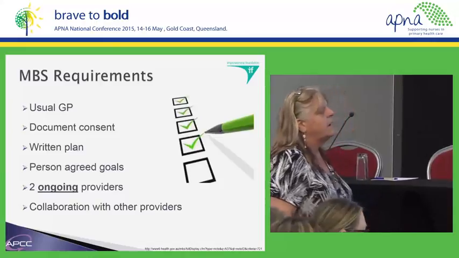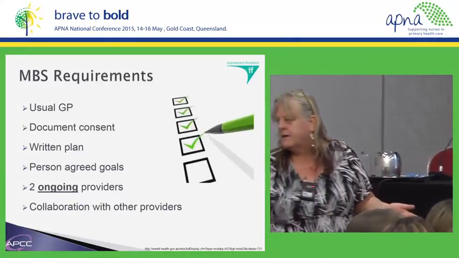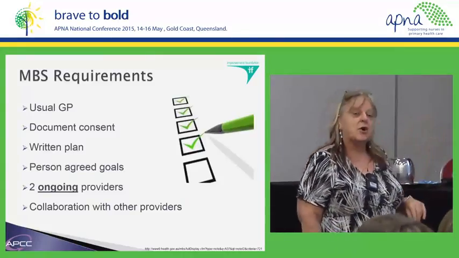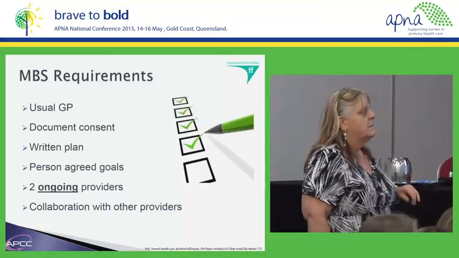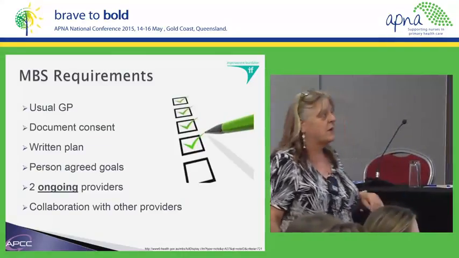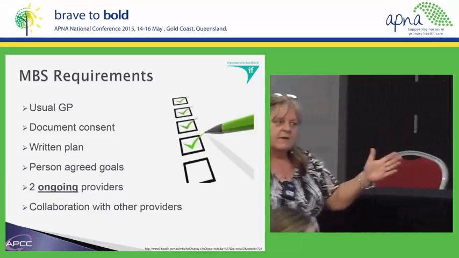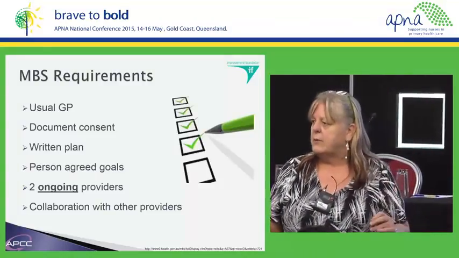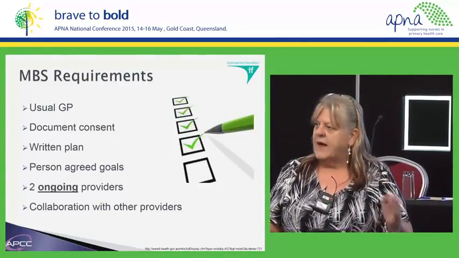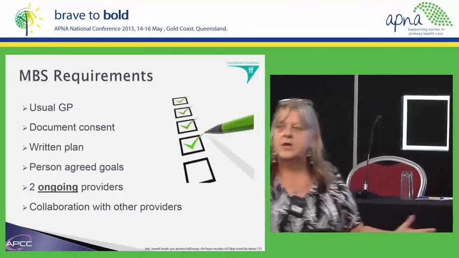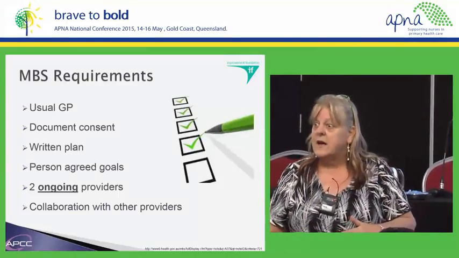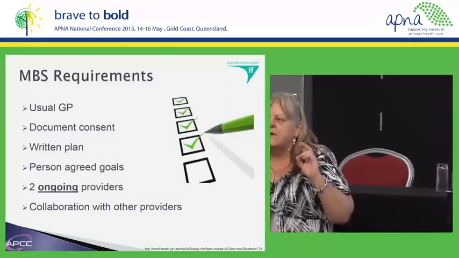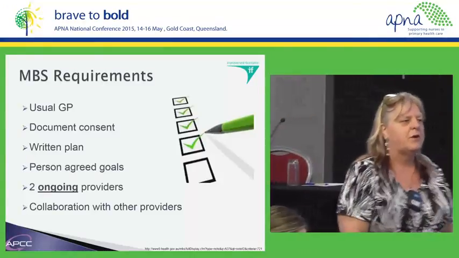The usual GP, so it's not the skin cancer doctor that's seeing somebody and freezing skin cancer for the first time. We need to document the consent. Needs to be a written plan. Person-agreed goals, ongoing providers. If you send somebody to a dietitian for a one-off appointment, that is not an ongoing provider. They have to be ongoing. But if you send them to the dietitian once a year, every year, that is ongoing. Who are the two providers that are ongoing in most people with chronic illnesses?